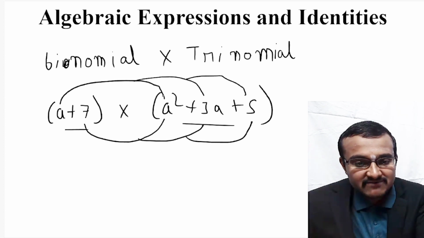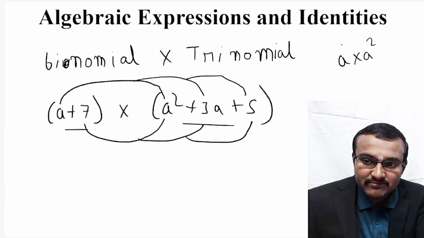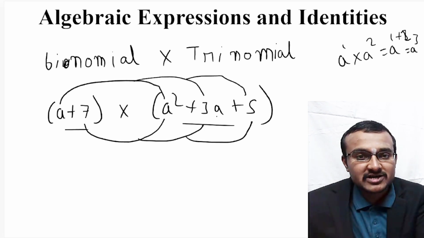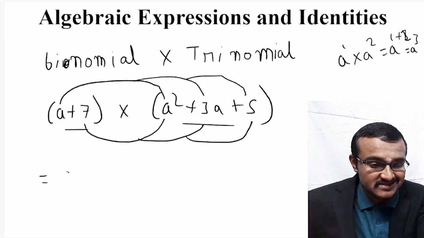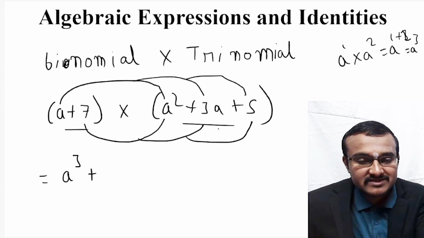So when you multiply a with a square, it will become a into a square, that is actually a power 1 into a square, that will be a power 1 plus 2, that will be a power 3. So when you multiply a into a square, you will actually get a cube. So this is equal to a cube plus a should be multiplied with 3a as well.